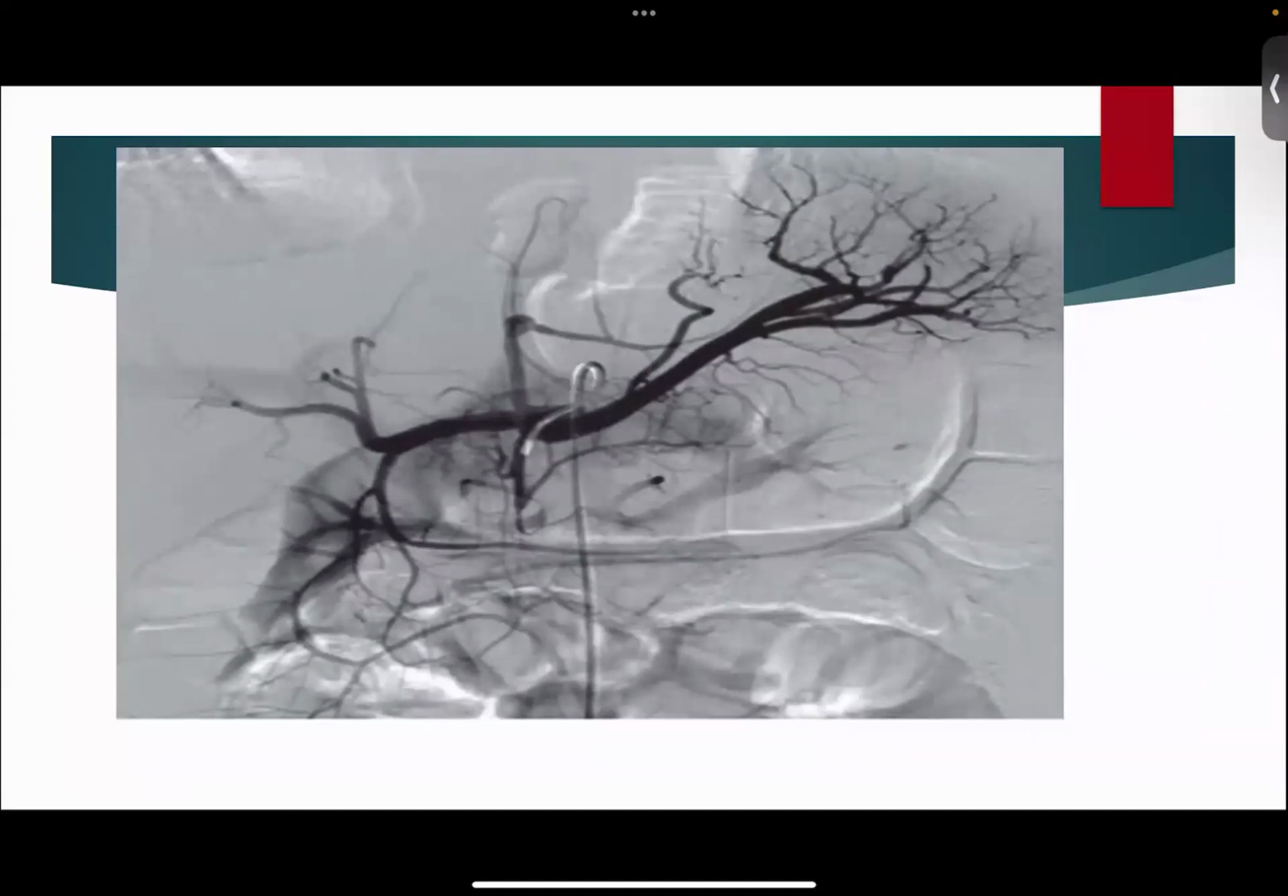This is another view of digital subtraction angiogram, showing the parts of celiac trunk. As we said, this is the short gastric artery. This is the left gastroepiploic artery here, and this is the right gastroepiploic, continuation of gastroduodenal artery, and the right and left hepatic artery, this common hepatic artery, and this is the left gastric artery. This gives branch to the lesser curve, and this is the lower part of esophagus.